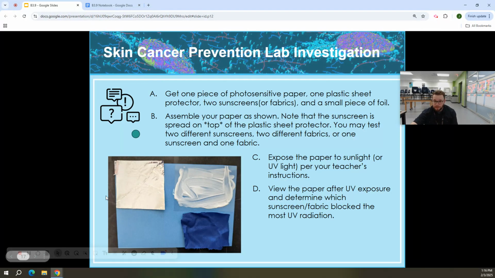Hopefully it's a sunny day when you're doing this, and let it sit in the sunlight until the bottom uncovered section changes. It will go from a darker blue to a light blue or white. Once that changes color, that tells me that the rest of the paper has been exposed to enough UV radiation for my test to be done. I can take it back inside and I can take the different sunscreens and coverings off and see which one protected best.